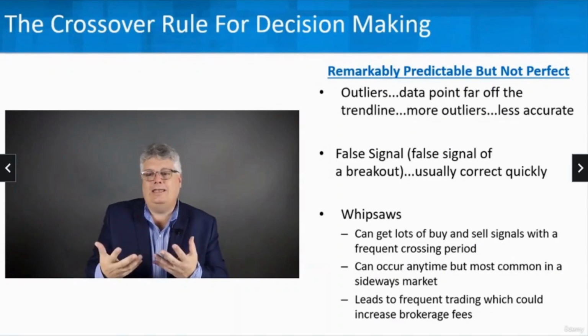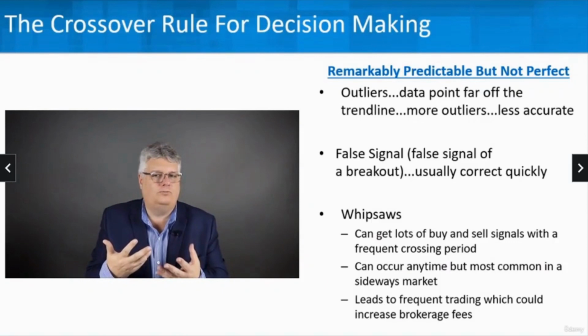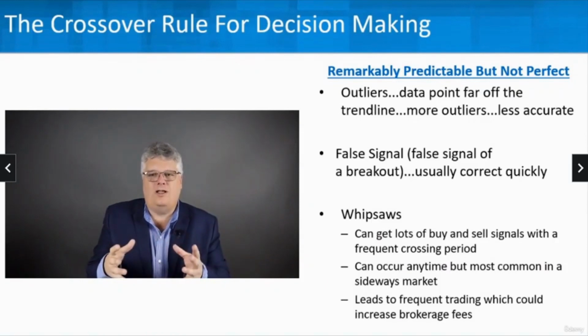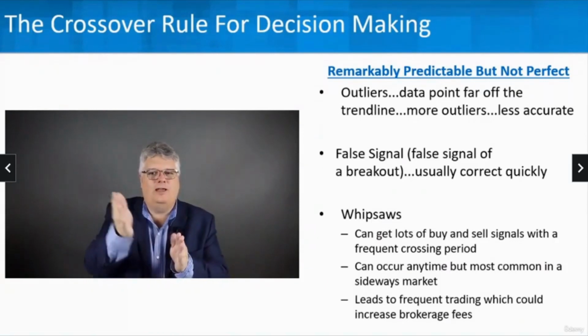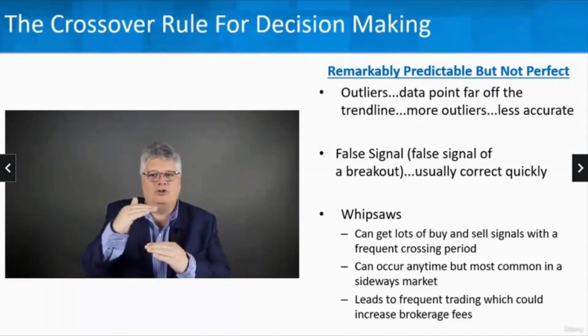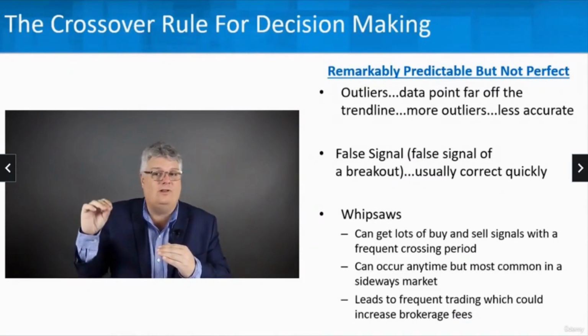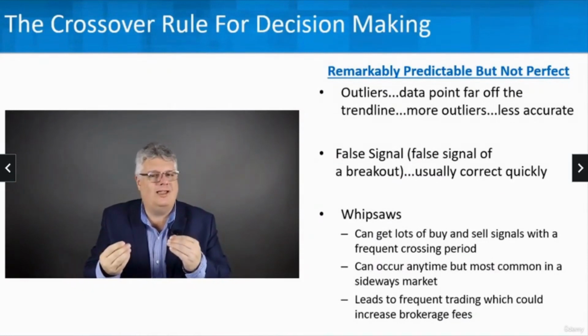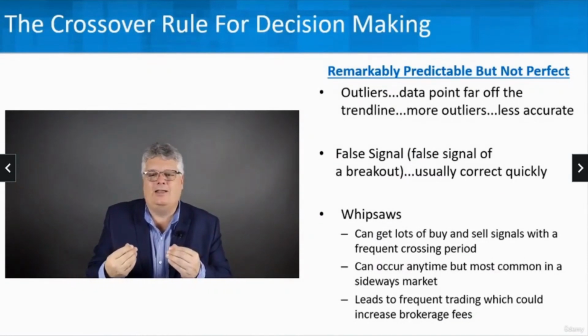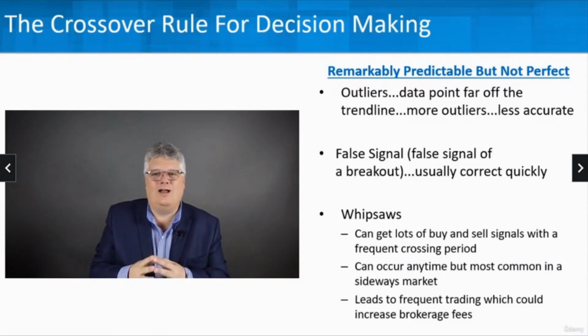And it can occur any time, but the most common time where you see a whipsaw is in what we call a sideways market. There's no definite uptrend, no definite downtrend. It's kind of trending in a narrow band, going above and below the line frequently, and that's causing this whipsawing effect of buying and selling. So it could lead to frequent trading around that.